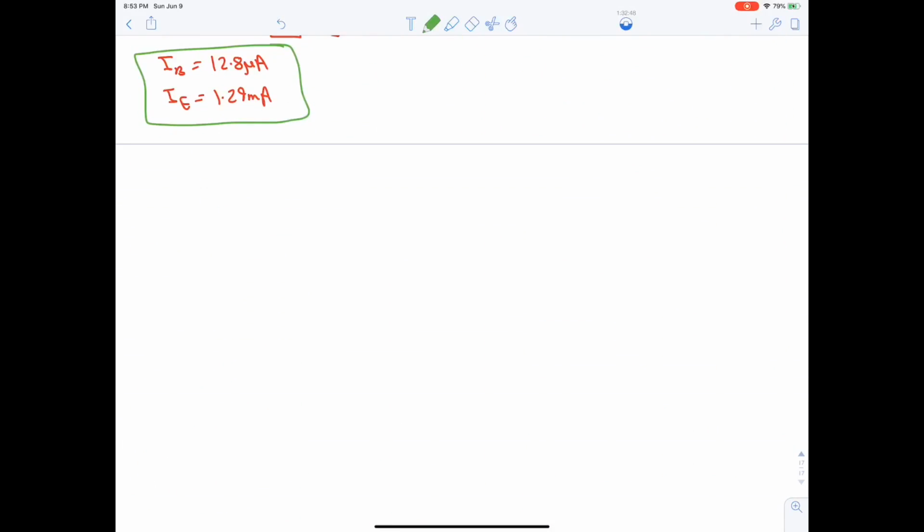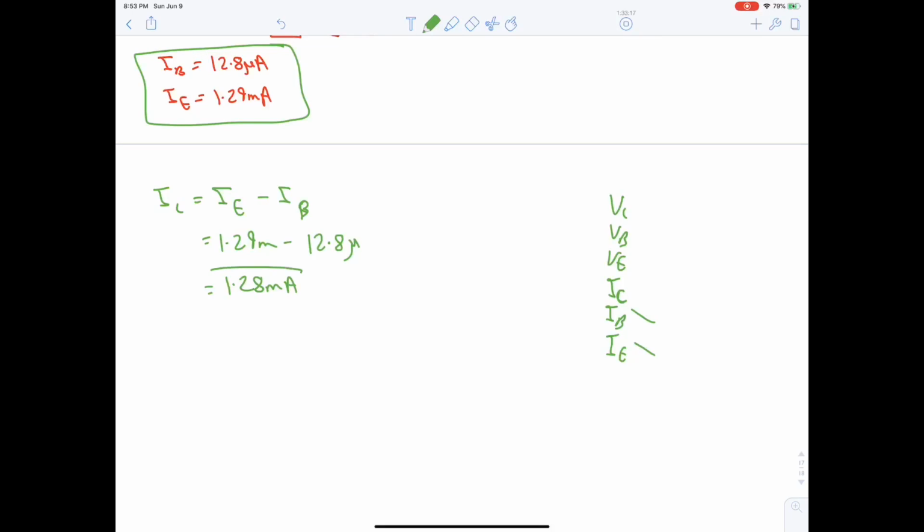Just find the rest of the list: VC, VB, VE, IC, IB, and IE. We found two. The third can be found through KCL. IE minus IB: IE is 1.29 milli minus IB, which is 12.8 micro. And so IC is equal to 1.28 milli. So we found IC now.